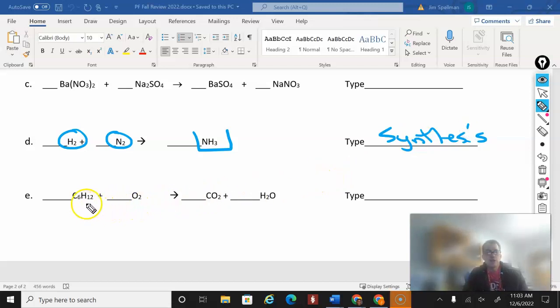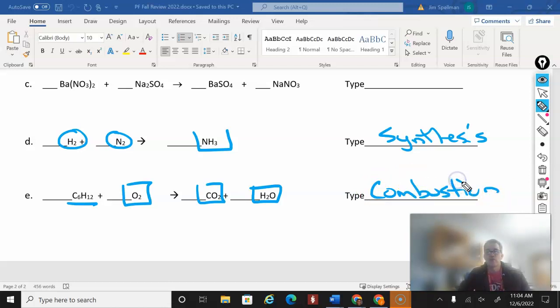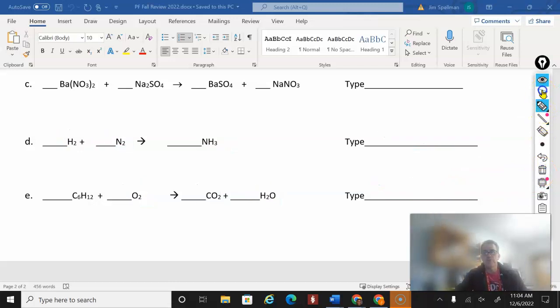The last one, E, I've got two things turning into two things, and this is the one where we pay particular attention to what is in them. And so in E, I've got a hydrocarbon, which in this case is C6H12, combining with oxygen makes carbon dioxide and water. Those are all the ingredients and outputs for us to burn something. And so we would have this described as a combustion reaction. So those are our 5 types of reactions.